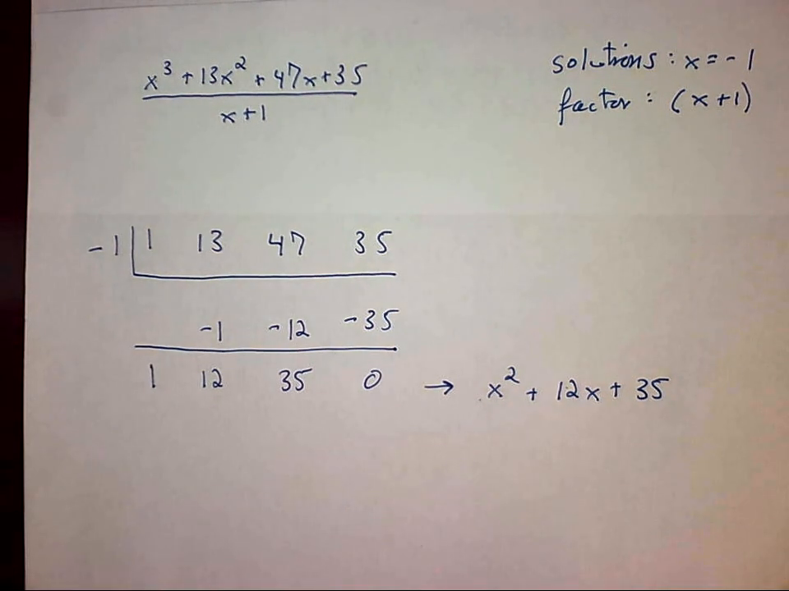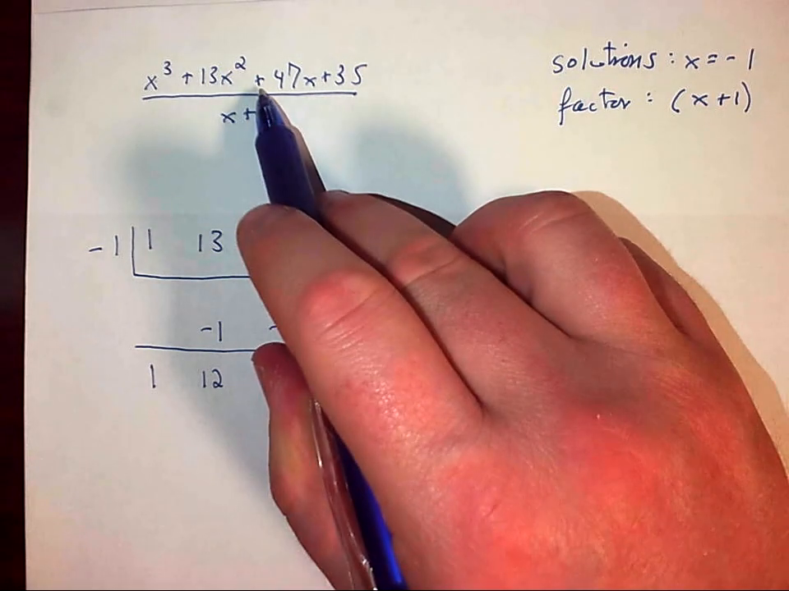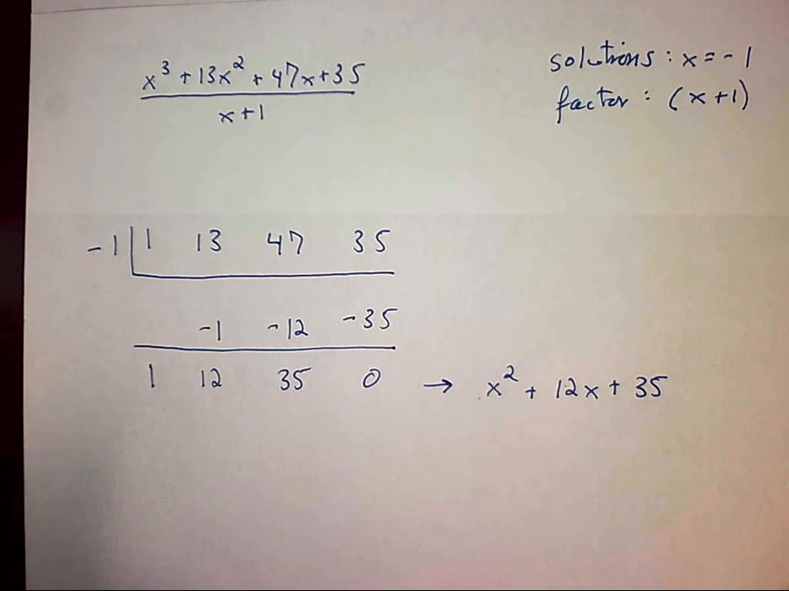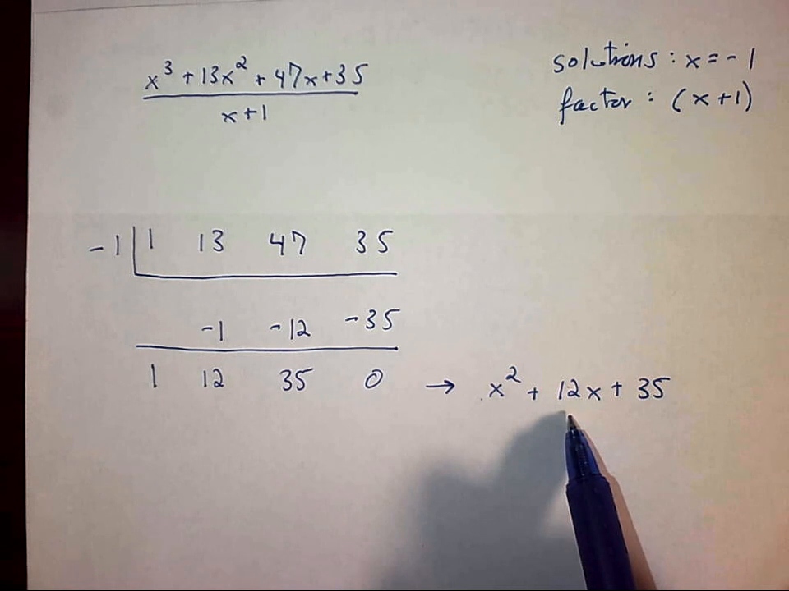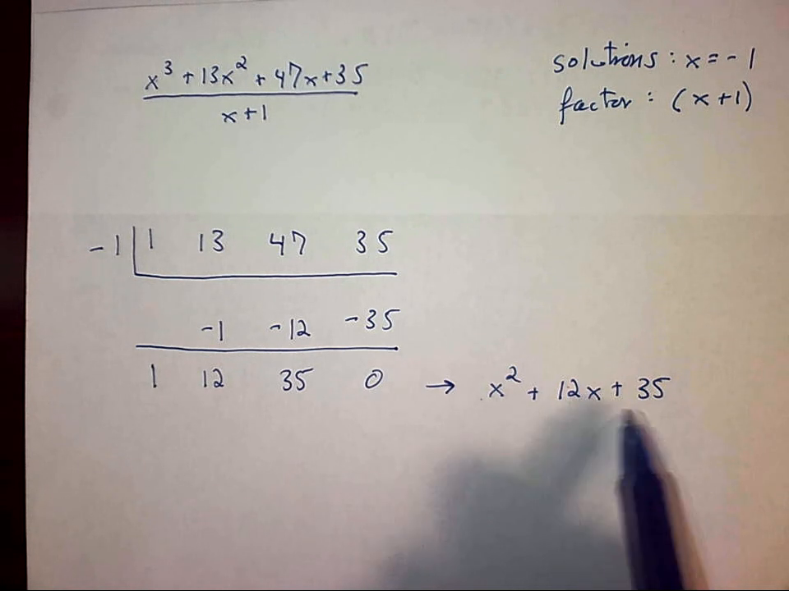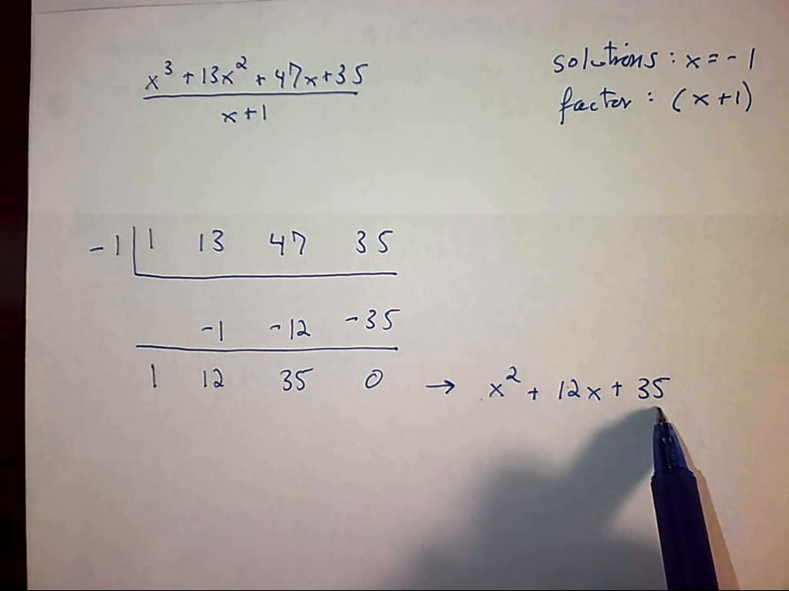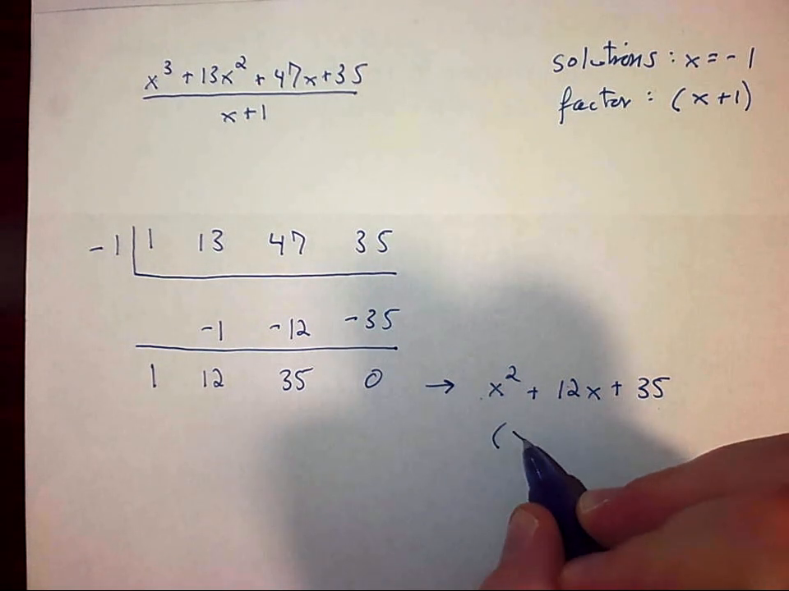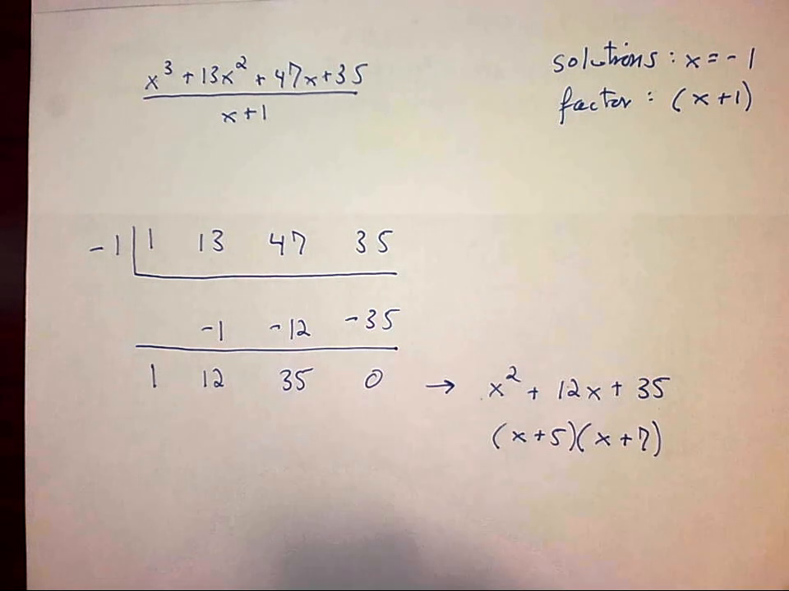Well, now if we look at this, the question becomes: we already identified one factor of this polynomial. Now, can we identify the factors of this polynomial? We're looking for two numbers that add to 12 but multiply to 35. Well, those two numbers are 5 and 7. So therefore, we can factor this as x plus 5 and x plus 7.